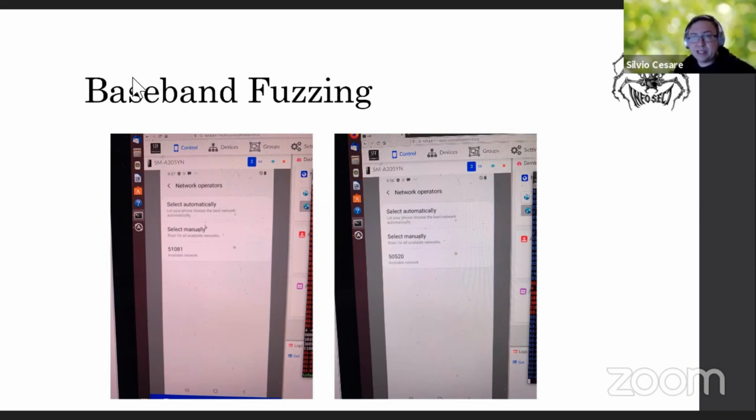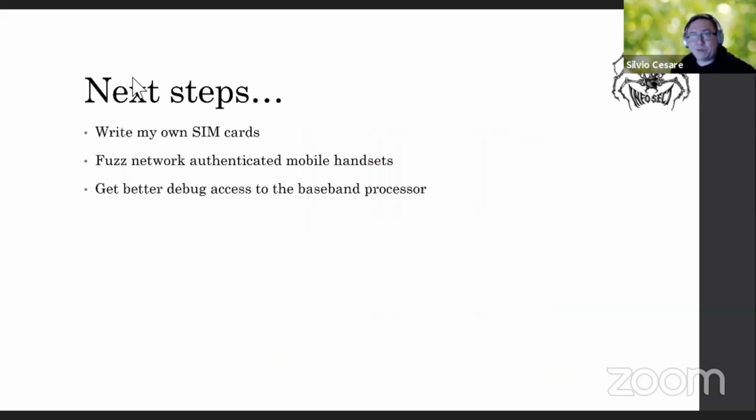In this particular case, I've taken a photo of my phone via this remote management tool. It shows that for the available network, it's randomly mutated the byte associated with the country code and the network ID. We can see on the left, it's 51081 as the available network, and on the right, 50520. So it's apparent that this fuzzing of SIBs is working, and hopefully we'll get a crash out of our baseband processor from some malformed frame or packet that gets sent and processed, transmitted by our malicious base station. But that's where I'm up to.